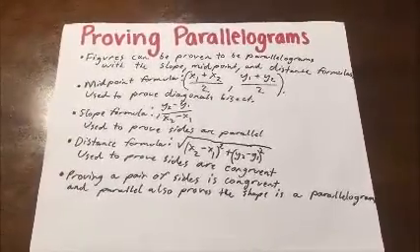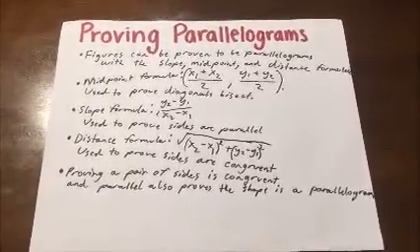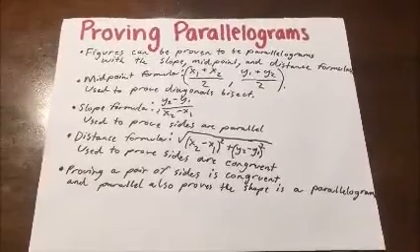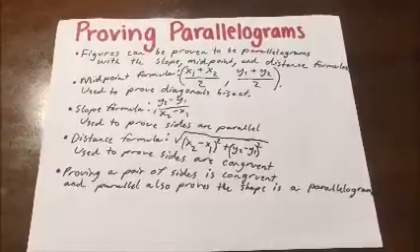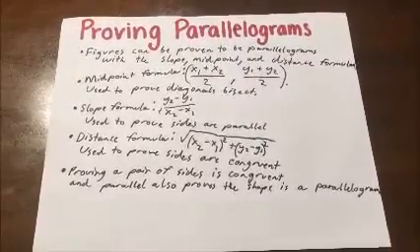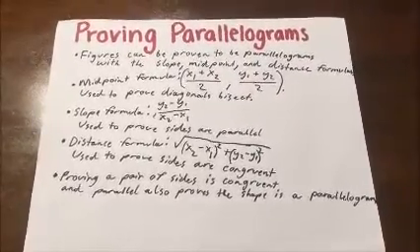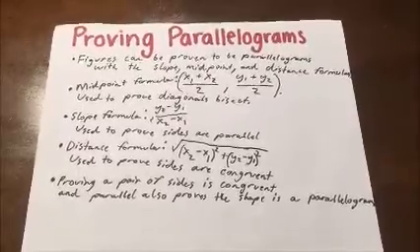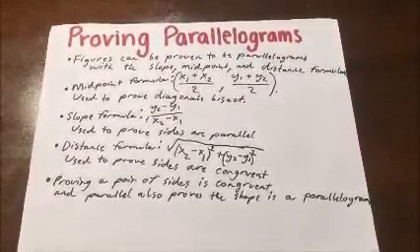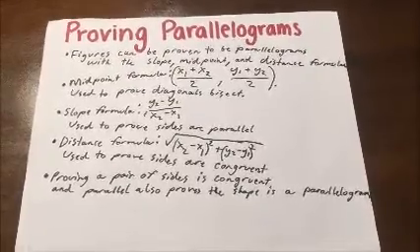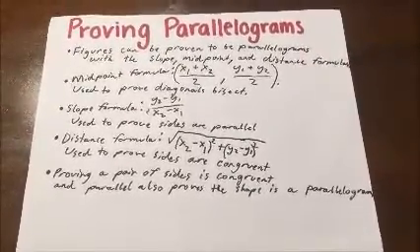The slope formula is y2 minus y1 over x2 minus x1 and can be used to prove that sides are parallel. The distance formula is the square root of x2 minus x1 squared plus y2 minus y1 squared and can be used to prove that sides are congruent. Proving a pair of sides are congruent and parallel also proves the shape is a parallelogram.